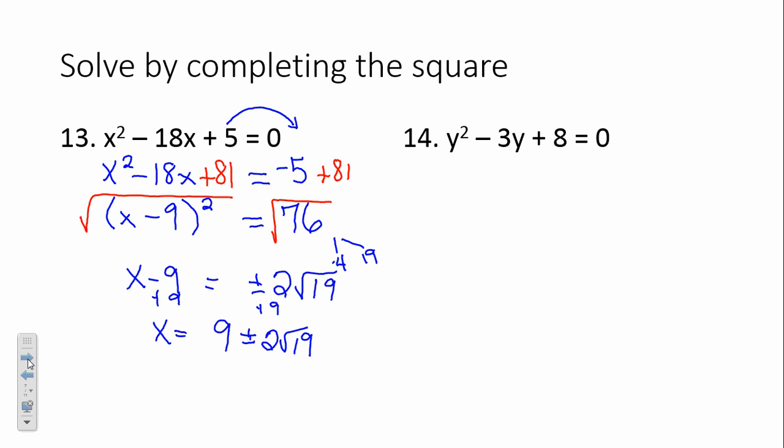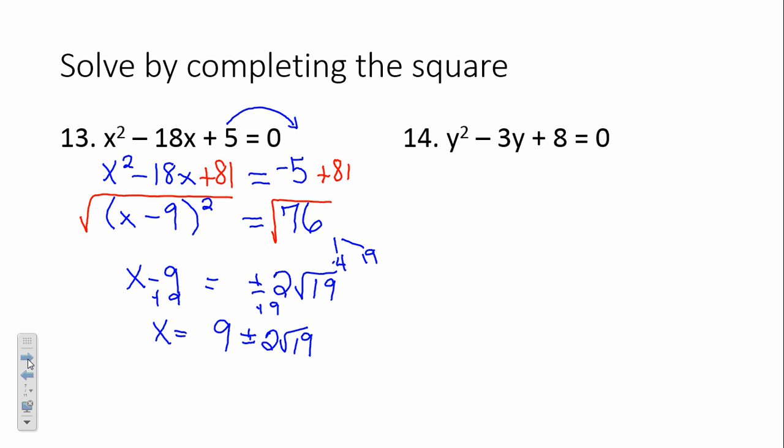Next one's going to have a fraction. Got an odd number in there, right? First step. We want to get a perfect square. We check to see, can we factor 8, factors of 8 that add to get negative 3? Nope. Okay. And not a perfect square, not a perfect square, right?